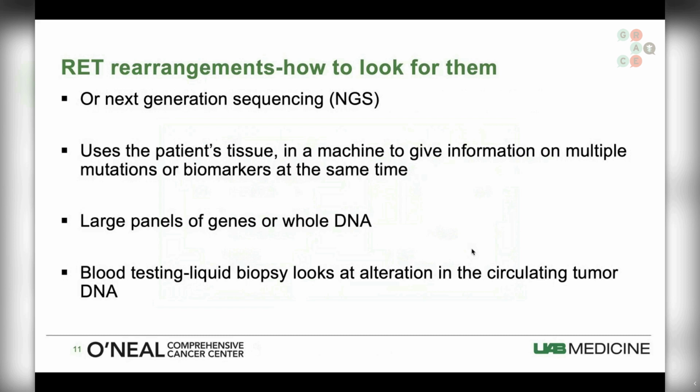Another way that was very eloquently illustrated by Dr. Luo is the liquid biopsy or the blood-based testing that looks at the alterations in what we call the circulating tumor DNA, where we isolate that DNA from the circulation that's being shed by cancer cells, and we look at them and sequence that in order to identify the fusions.